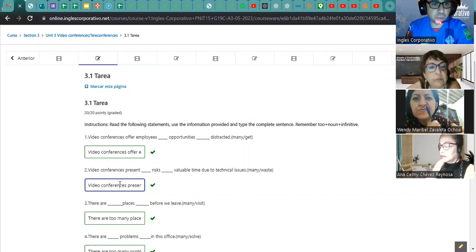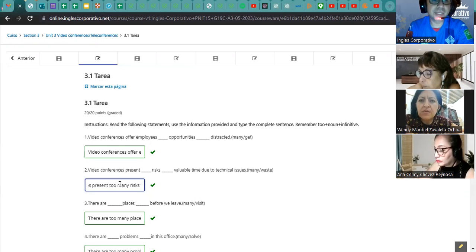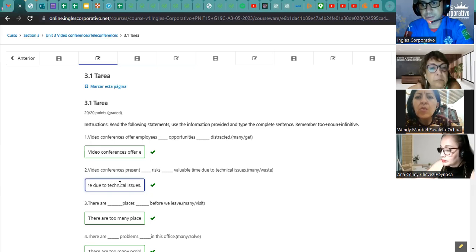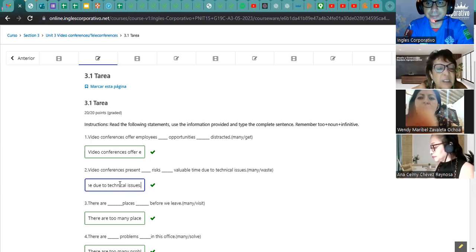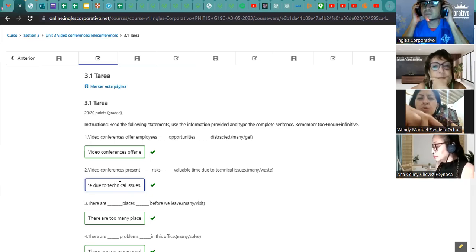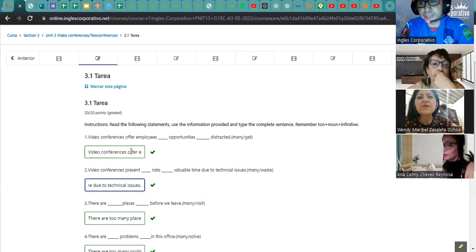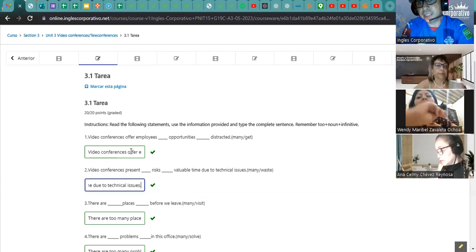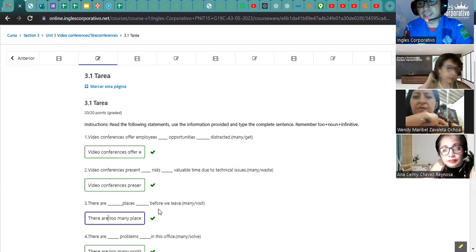So the other one should be: video conferences present too many risks, because risks is in plural, right? Too many risks to waste valuable time due to technical issues. So too many risks, and that will be to waste. The first too is T-O-O, and the second is T-O only. The first one is going to be T-O-O, and the other one is the infinitive, T-O. It's my error, I think. Yeah, that would be it. All of those are exactly like that.